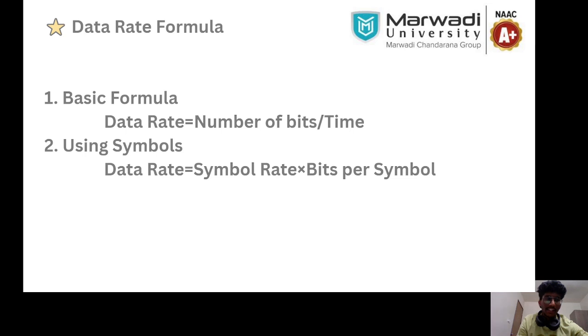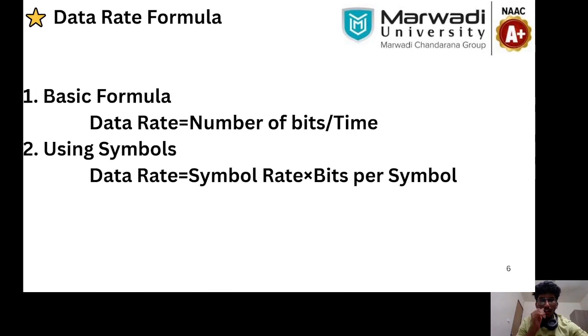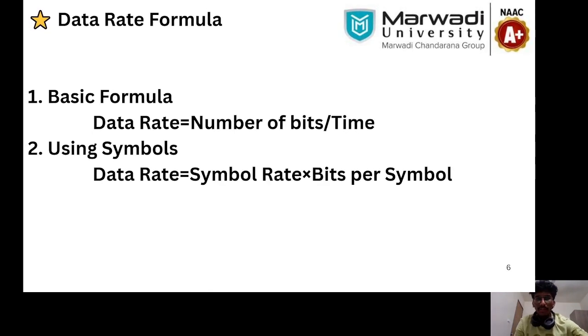And next, here is the data rate formula. The basic formula of data rate is the number of bits divided by time. Data rate is also the symbol rate multiplied by bits per symbol. This formula helps measure how efficiently data is transferred over a communication channel.